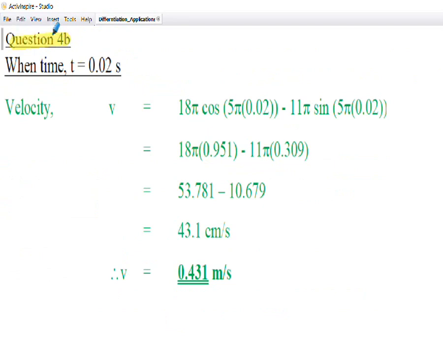Okay, question 4b continued here. I need to find the velocity when time t is equal to 20 milliseconds. Notice I've put my milliseconds into seconds there, so 0.02 seconds I will be using, and I simply put that value into the velocity equation. Wherever I see a t in the equation, I put 0.02. I'll let you do the number crunching on that. You should find the answer for velocity is 0.431 meters per second.